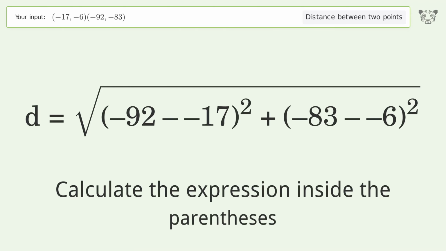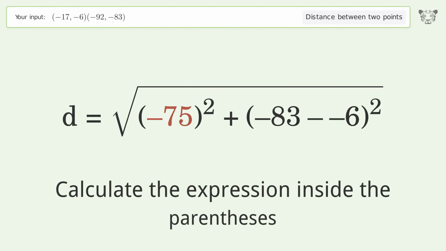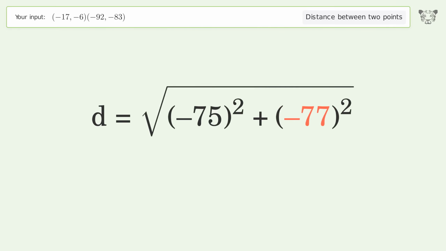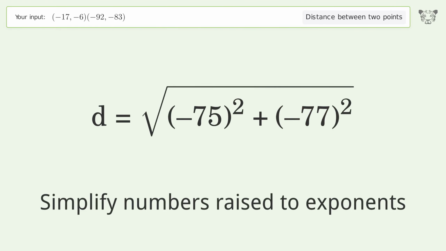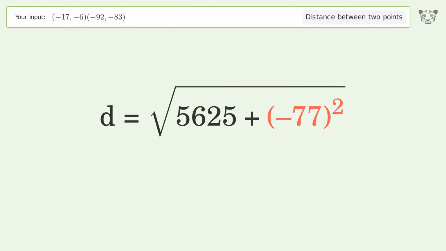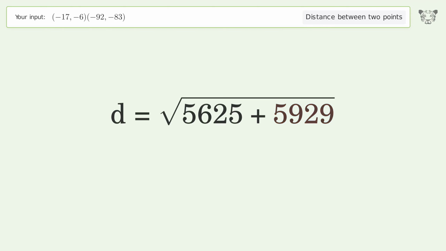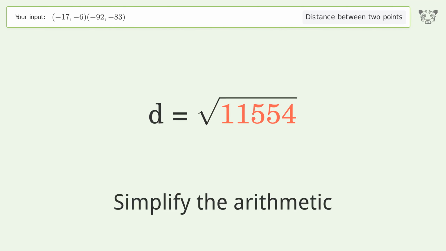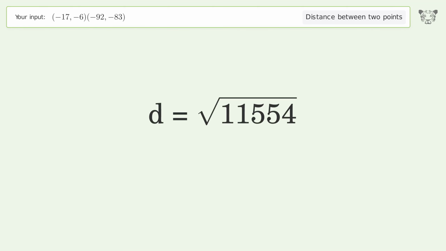Calculate the expression inside the parentheses. Simplify numbers raised to exponents. Simplify the arithmetic. And so the distance between the 2 points is the square root of 11,554 or 107.49.